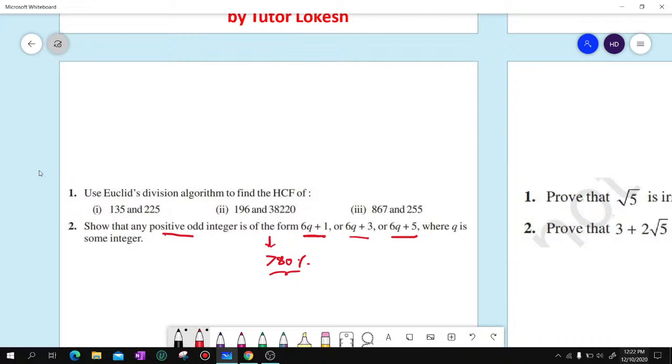And you can get one more question for 2 marks. It can be asked for 4 marks or 3 marks. And this question will be asked for 2 marks, guaranteed, 80% chance. We have to find HCF using Euclid division.